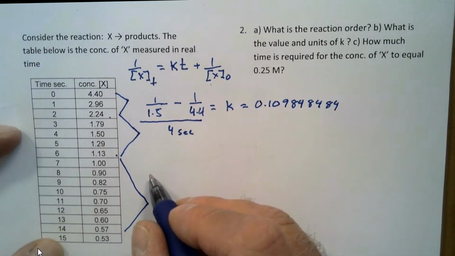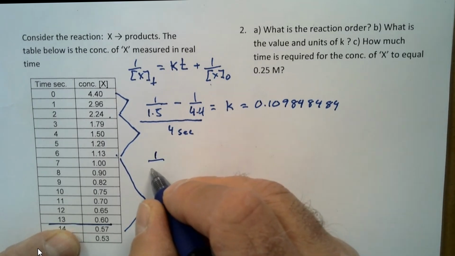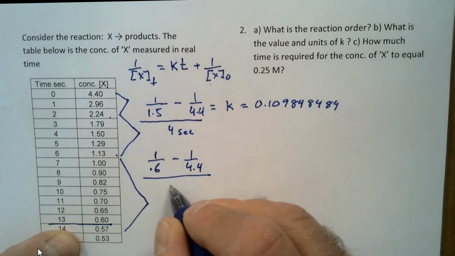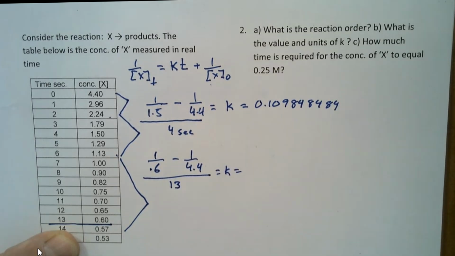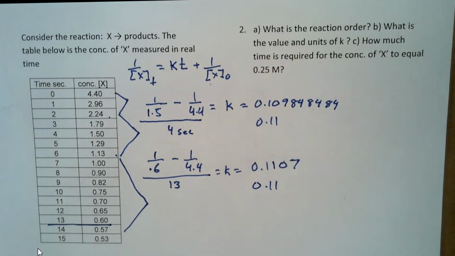So let me do the same thing. Let's do 13 seconds. So I'm going to have 1 over 0.6, with the same initial concentration. That took 13 seconds. Let's see what that equals. 1 divided by 0.6 minus 1 divided by 4.4. Once again, I want to hit enter so that I divide that difference by 13, to 2 digits. That's looking pretty good. So we're going to assume second order.